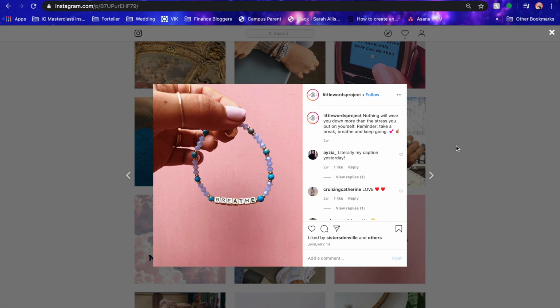Lastly, we have another nationally recognized brand, Little Birds Project. They are a jewelry bead company and provide bracelets that allow you to share with friends and track messages between one another and empower one another through those messages on the bracelets. So this bracelet here says breathe, obviously, but the caption is not only pointing out the fact that the bracelet says breathe, but it's talking about some of the concepts behind mental health and the concept of telling people to breathe.